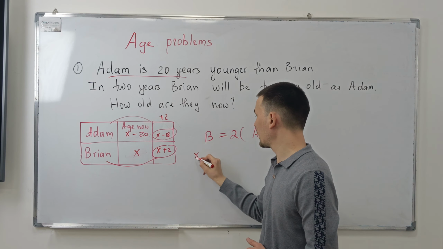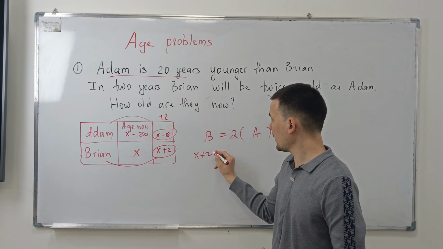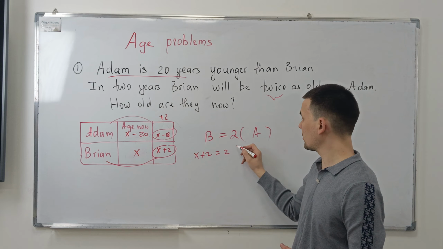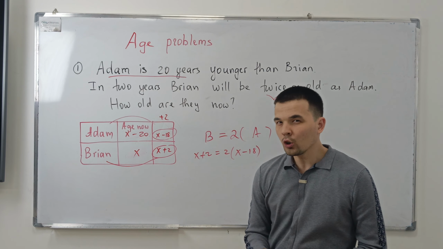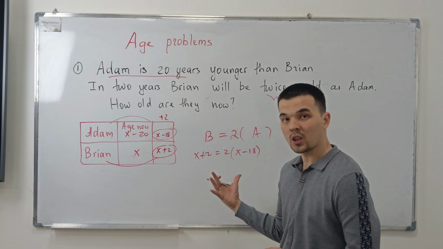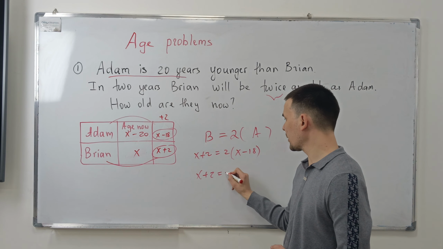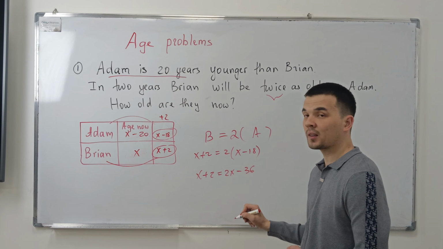If you look at your table, we are given Adam and Brian. Brian is equal to x plus 2, and when you write down the formula, 2 times, and your Adam is equal to x minus 18. I hope it's clear for you, and this is the equation. So we can solve it: x plus 2 equals 2x minus 36.